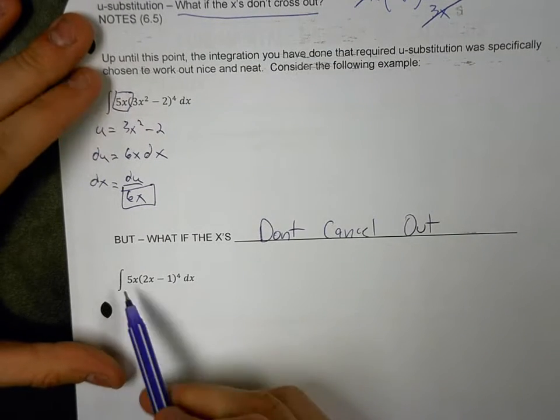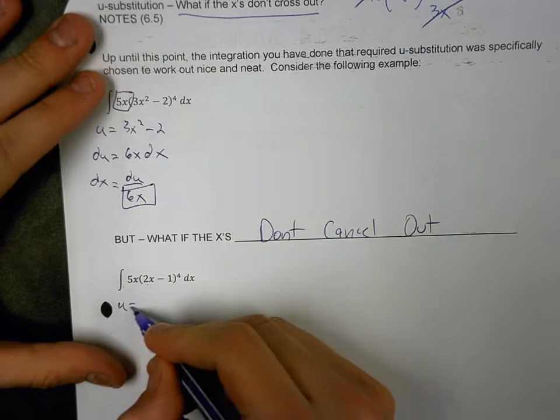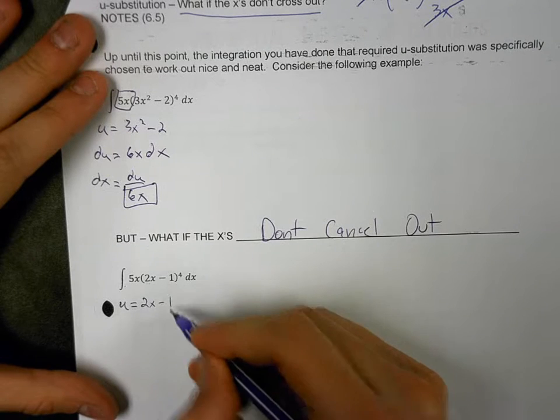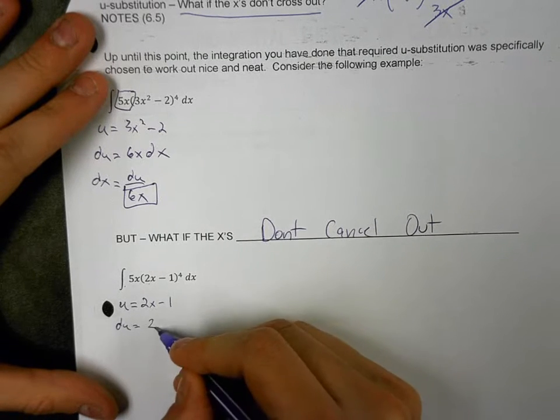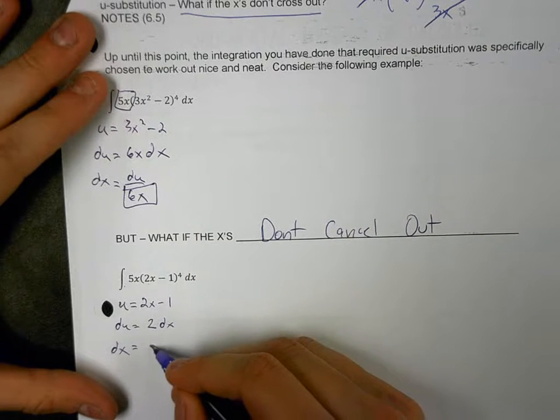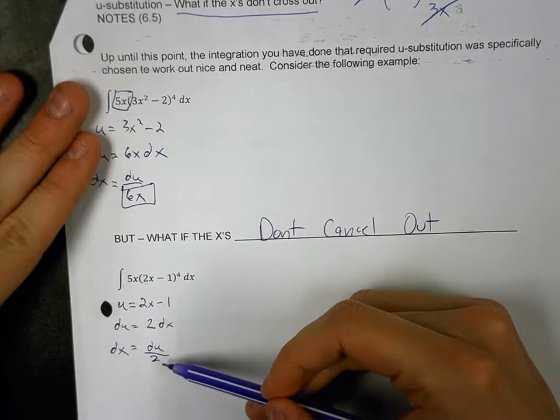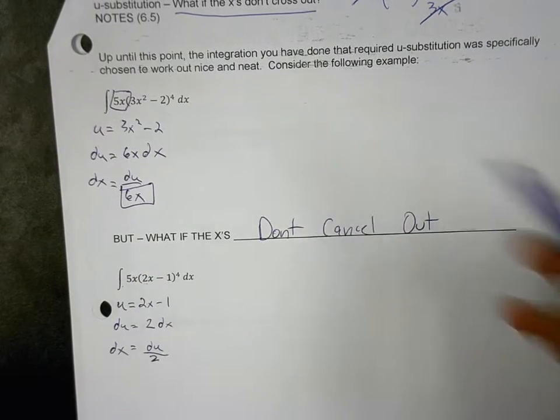Start everything the same. We have an integral, we have a quantity to a power, so I hope you know where to start. You come off to the side. U is 2x minus 1. Derivative of u is 2. Derivative of x is du over 2. And so right away I can see that this 2 is not going to cancel out with that 5x.